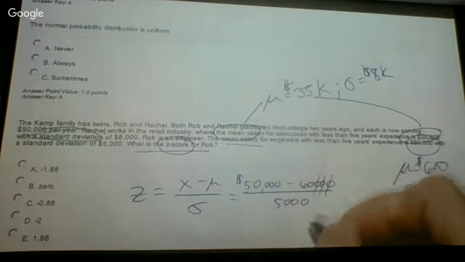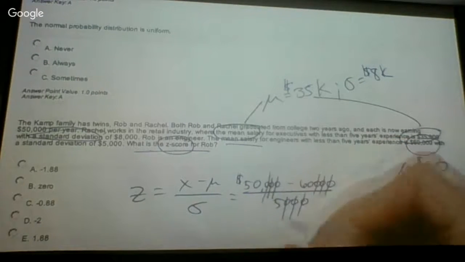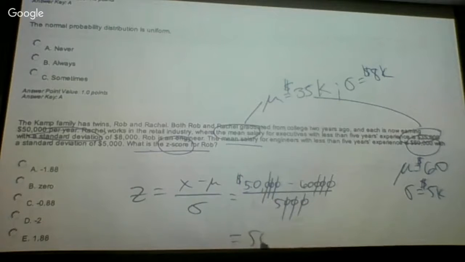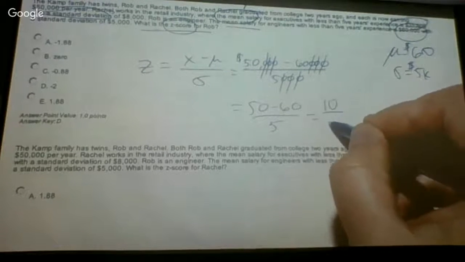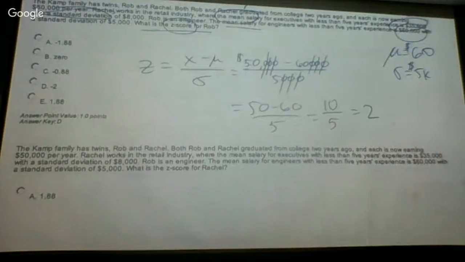Okay. Let's drop some zeros. Looks like we got 50 minus 60 over 5. 50 minus 60 is 10. 10 divided by, sorry, 10 divided by 5 is 2. I don't see 2 though, Joe. Because 50 minus 60 is 10. 10 divided by 5 is 2. But I don't see 2. I see -2, but I don't see 2. Should be -10. Yeah, it should be -10.